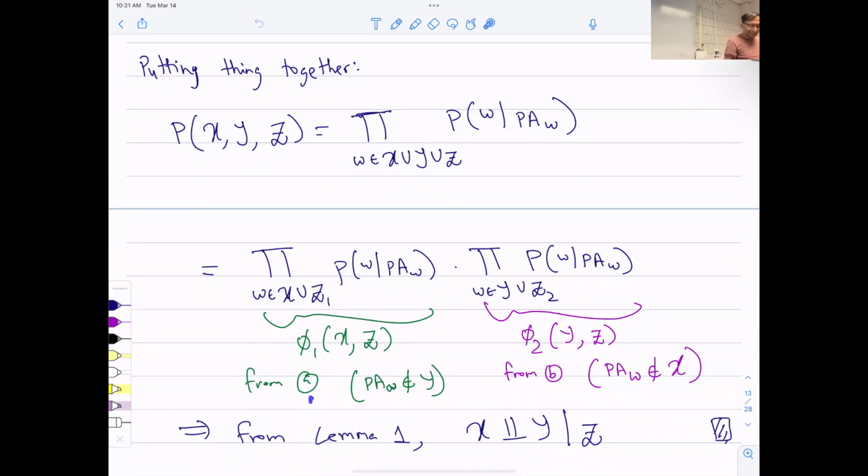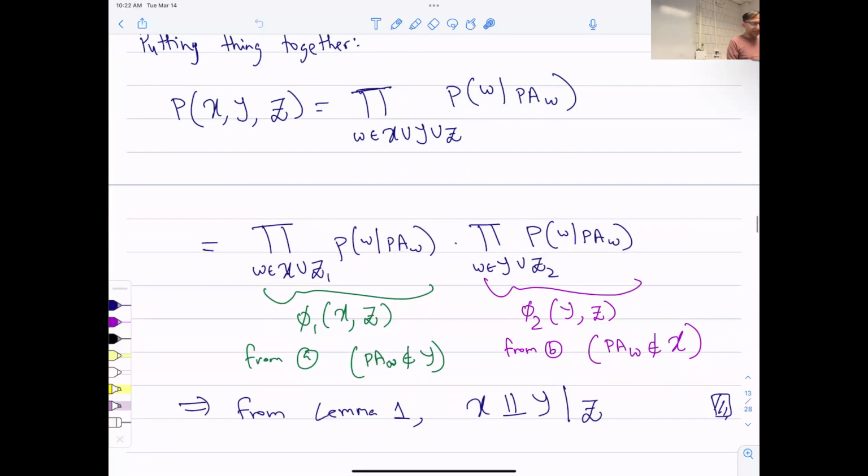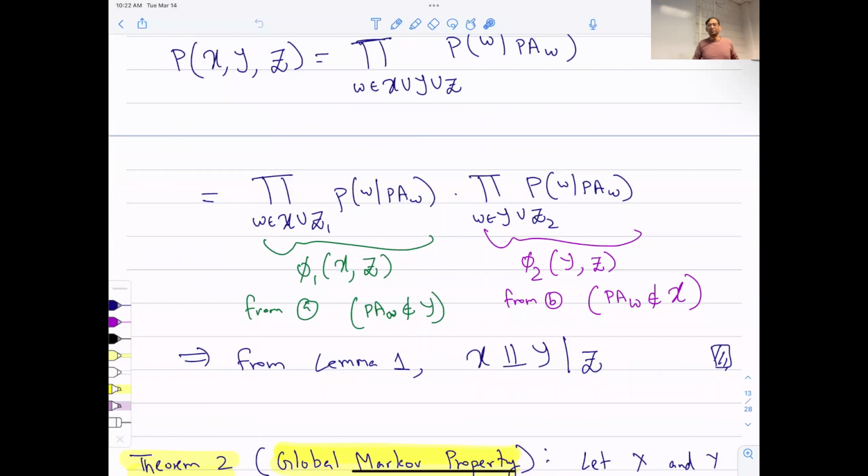From A, for X union Z1, none of the parents is in Y. Okay, so this is some function of variables only in X and Z. For this part, from B, in Y and Z2, none of its parents lie in X. So that means this is some function of Y and Z. So what we have shown is that P of X, Y, Z can be factorized as some function of X and Z and some other function of Y and Z, which means, from our lemma 1, this is the characterization of conditional independence, the Markov chain, which was satisfied. This X and Y conditional independence is given Z. Okay. So it's an immediate proof. It's not that hard. Once you draw the picture, you're done for a partition.